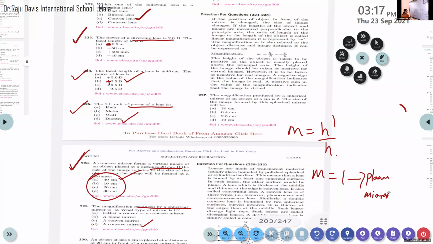The third option is convex mirror. As we told earlier, a convex mirror always produces a positive magnification. So the only possible answer is option D, a concave mirror. For a concave mirror, the magnification produced can be either positive or negative. Now the next question, question number 230.